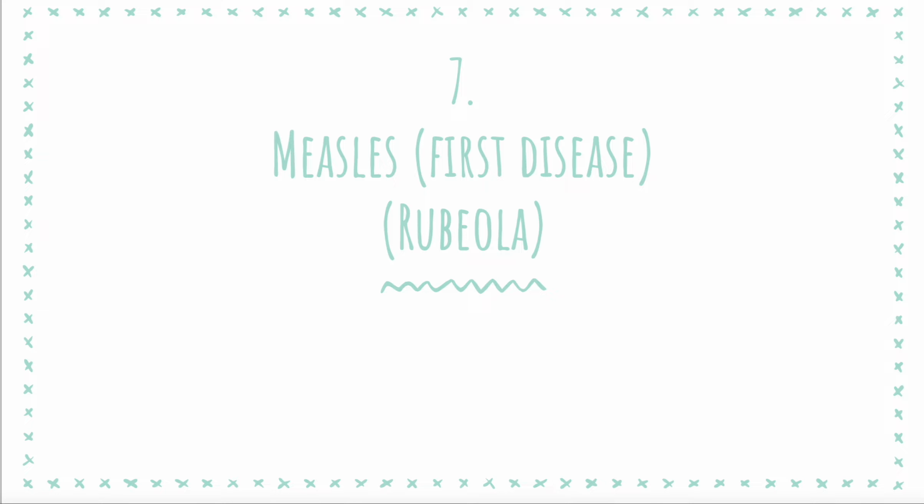Rubeola. So the first entity we talked about was roseola infantum. This is rubeola, and then we're going to talk about another entity which has a similar name. So please try at least to differentiate between them because they can be a bit confusing.